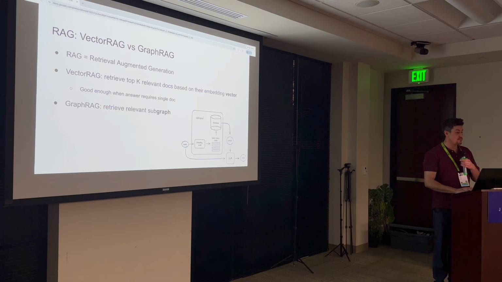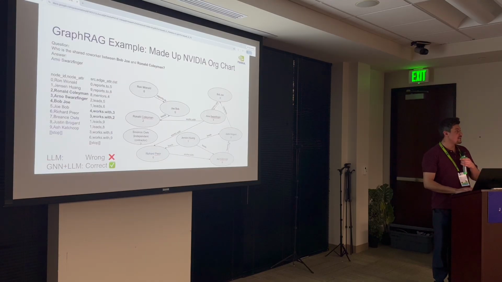GraphRAG is a general term that refers to retrieval methods that retrieve relevant subgraphs for the query. This is generally supposed to shine when the answer requires multiple documents with related entities. Here, we have a diagram of a made-up NVIDIA org chart. The question is, who is the shared coworker between Bob Joe and Ronald Coleman?